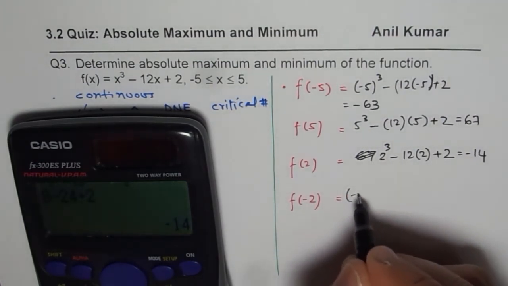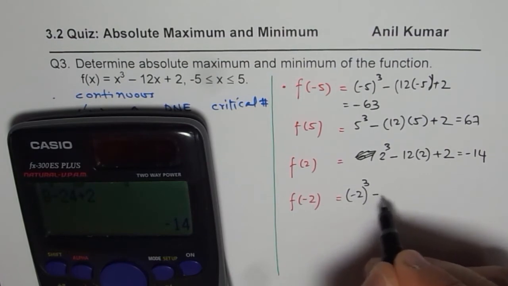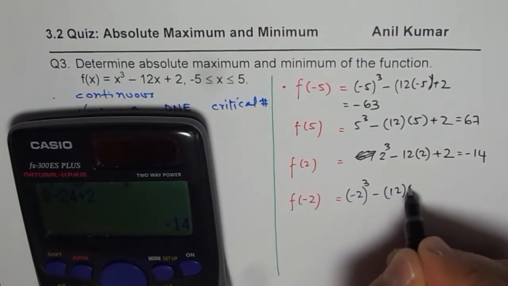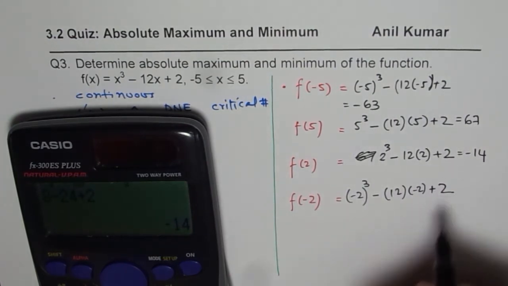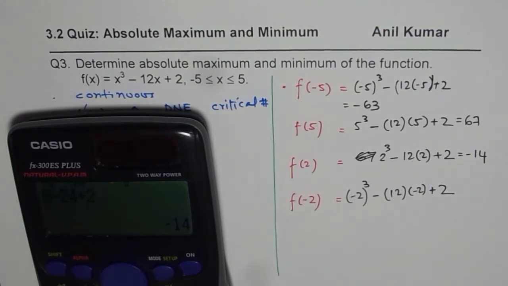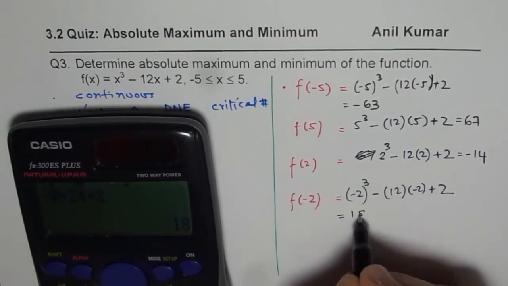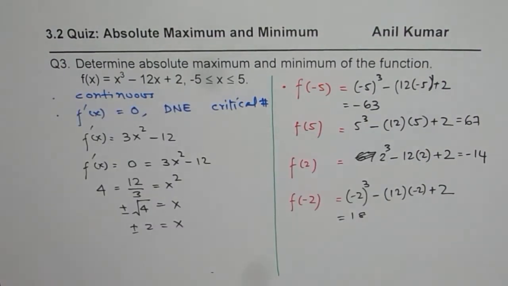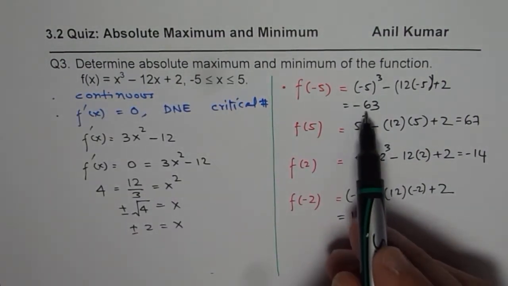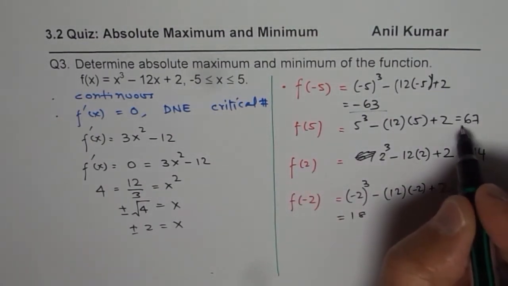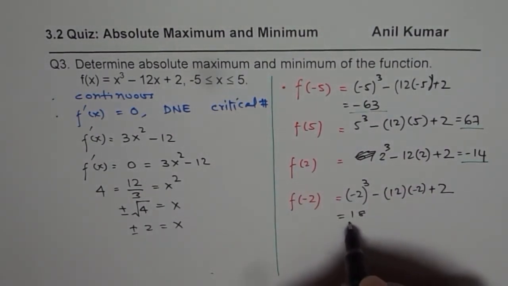Now we'll plug in -2. So (-2)^3 - 12 times (-2) + 2. (-2)^3 is -8, and then we have plus 24, and then plus 2. That gives us 18. So let's compare these values: we have -63, 67, -14 and 18.